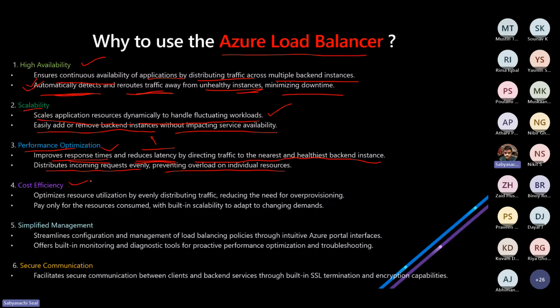So we talked about cost efficiency. It optimizes resource utilization by evenly distributing traffic, reducing the need for over provisioning. So you only pay for the resources that are consumed with built-in scalability to adapt to changing demands. So as per your traffic, the number of virtual machines increase or decrease. So you only pay for what was actually required in your whole month, right?